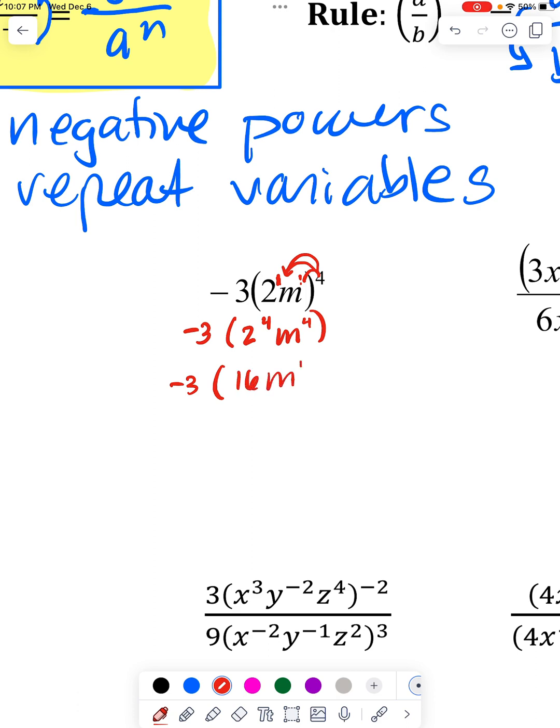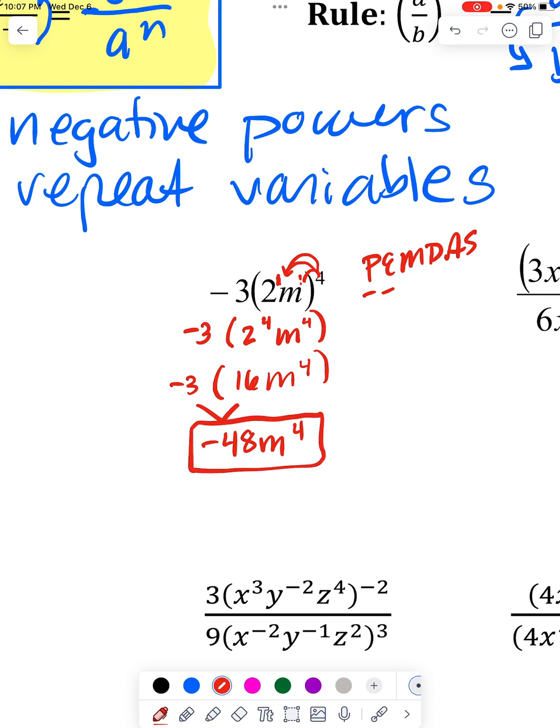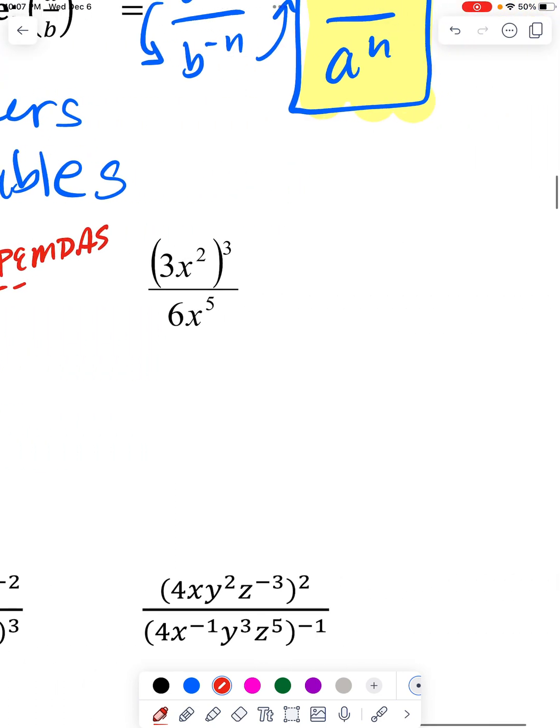And then now these two, now that I've gotten rid of the exponent and everything else because PEMDAS is real, I did parentheses, exponents. Now I'm going to multiply, so that -3 and that 16, those are going to get multiplied together. And then when I'm done, I look and I go, okay, I don't have any repeated letters. I don't have any negative powers, so I must be good.